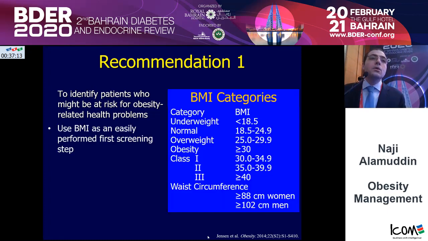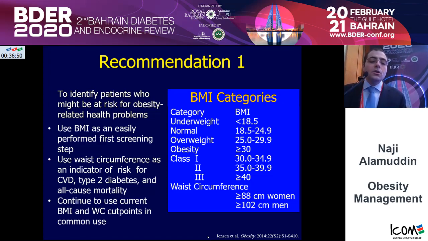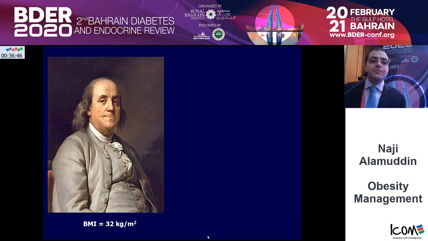To do that, we use BMI as an easily performed first screening step, with BMI of more than 30 indicating obesity. Class 1, Class 2, Class 3 obesity depends on the degree of how high the BMI is. We use waist circumference as an indicator for risk for cardiovascular disease, type 2 diabetes, and all-cause mortality. And we continue to use current BMI and waist circumference cut points in common use.